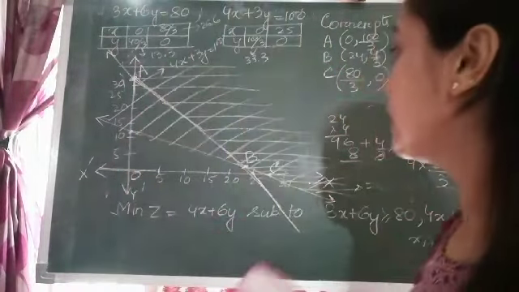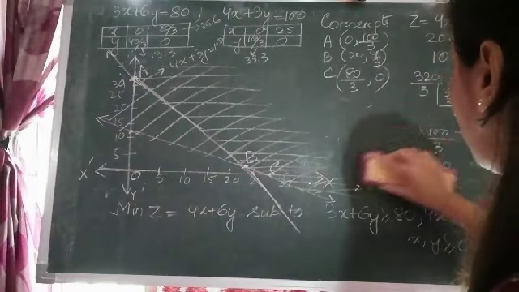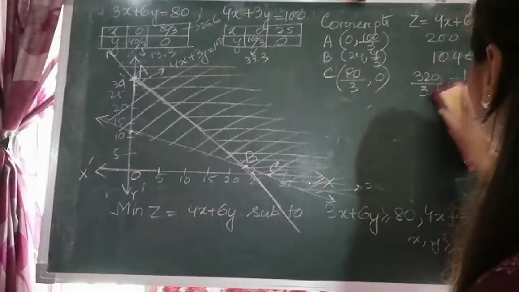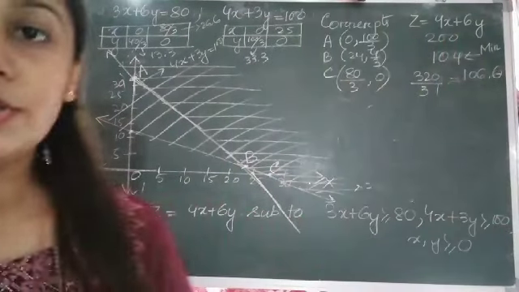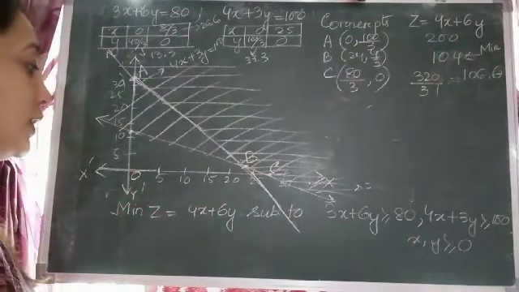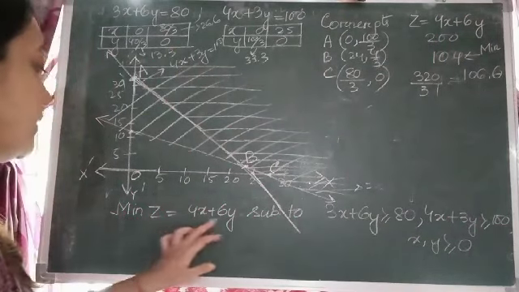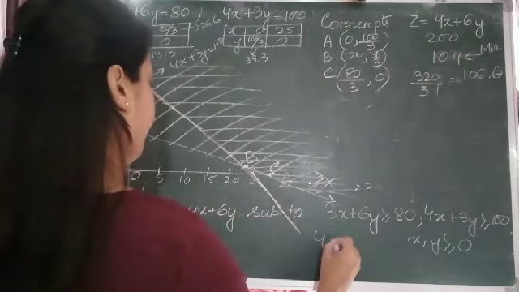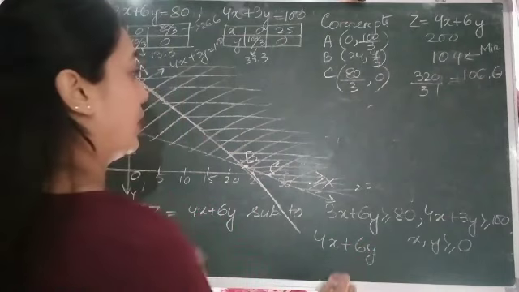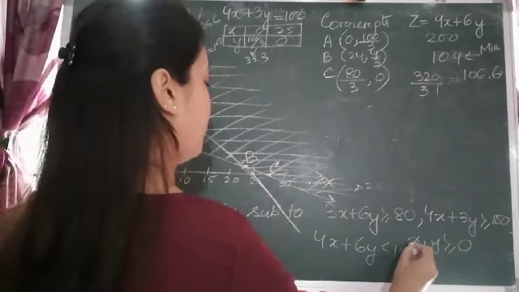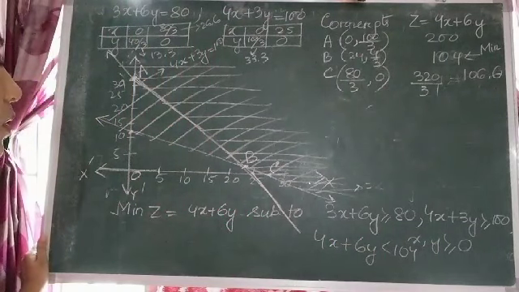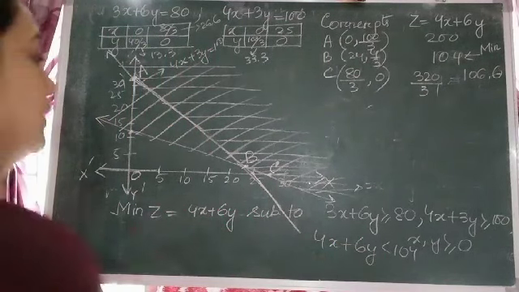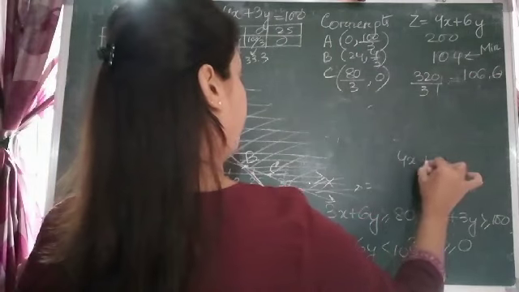But see, the feasible region is unbounded again. Hence you have to check whether you are having any common point with the feasible region or not. And the graph of which one will you check? This 4x plus 6y. Since the minimum value is asked, we check less than 104. So 4x plus 6y equals 104. Graph you have to draw.